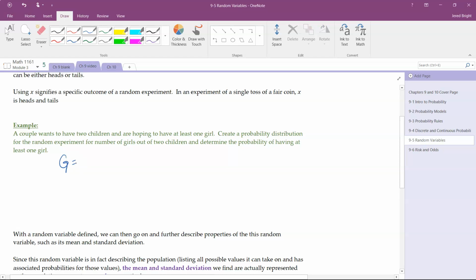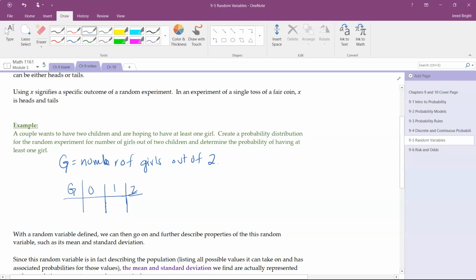But G is going to be our random variable that in general represents the number of girls out of two. So we could have 0 girls. I'm talking about the probability distribution, I better write it down. We could have 0 girls. We could have 1. We could have 2.